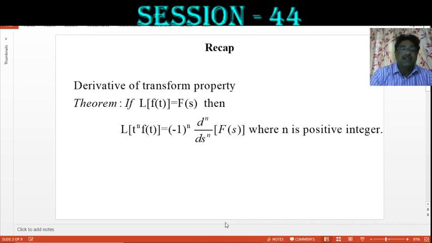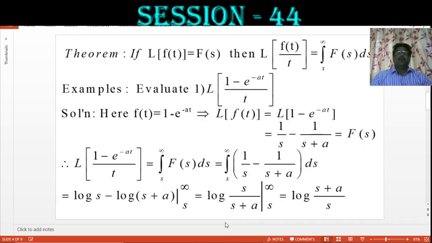Now, in this session, we are going to deal with the division by t. Here L of f of t is equal to f of s. Then L of f of t divided by t. Here divided by t is there. In the previous session, multiplication by t was there. If it is divided by t, then it is the integration from s to infinity of f of s ds. Okay. Now we can directly take examples on this.